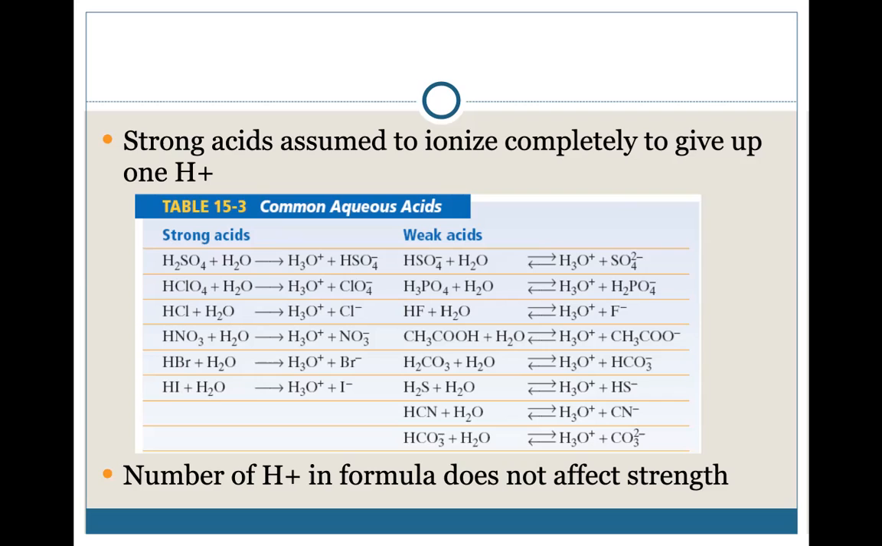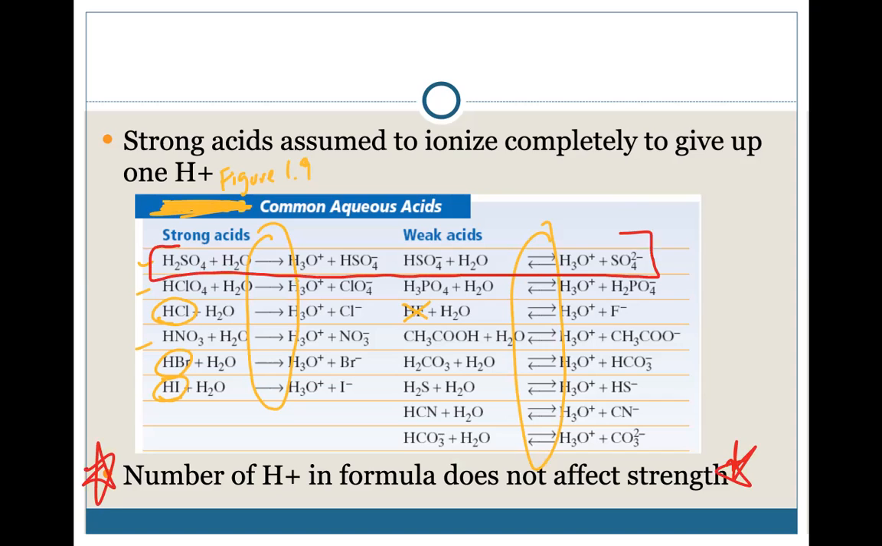Here we go. Big, big, big important thing. The number of hydrogens in the formula does not affect the strength. So I want you to look at the very first row, and sorry, I'm writing all over it. You've got H2SO4, which is a strong acid, but the H2 is not the reason why it's a strong acid. But I do want you to see that H2SO4 is strong, but HSO4- is weak. This is going to come in handy, probably not today because I'm running out of time.